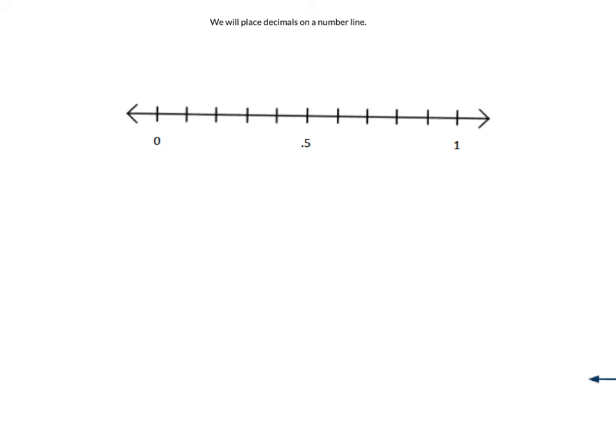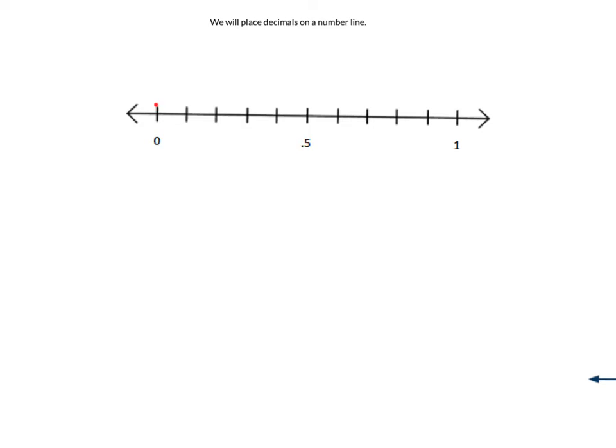Hello everybody. Today we're going to be placing decimals on a number line. So let's take a look at this number line that we have here. And if you notice, we have 0 here, we have 1 on the other end, we have 5/10, which is equivalent to 1/2 right here.